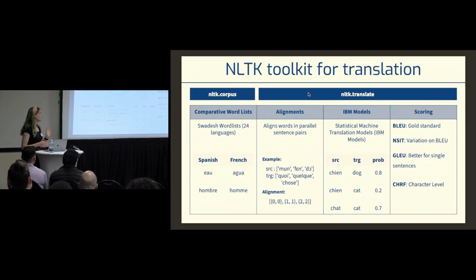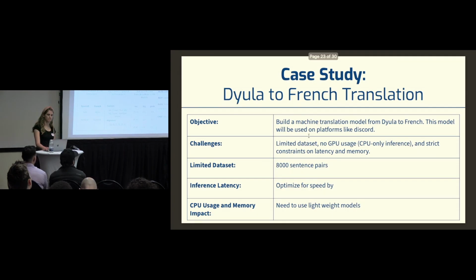And then finally, there's a bunch of functionality for scoring or evaluating your translation models as well. Of course, we have the BLEU score, which is just the gold standard. You'll probably see this on most of the pre-trained models out there, on how well they do. We have the NIST score, which is a variation on BLEU, and then the GLEU score, which is similar but better for single sentence translations. And then, of course, a final character level scoring method as well, if you're interested in that.